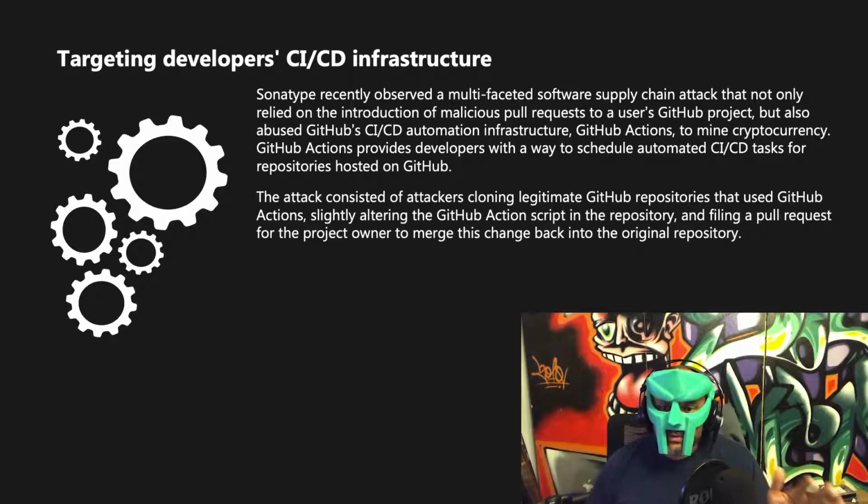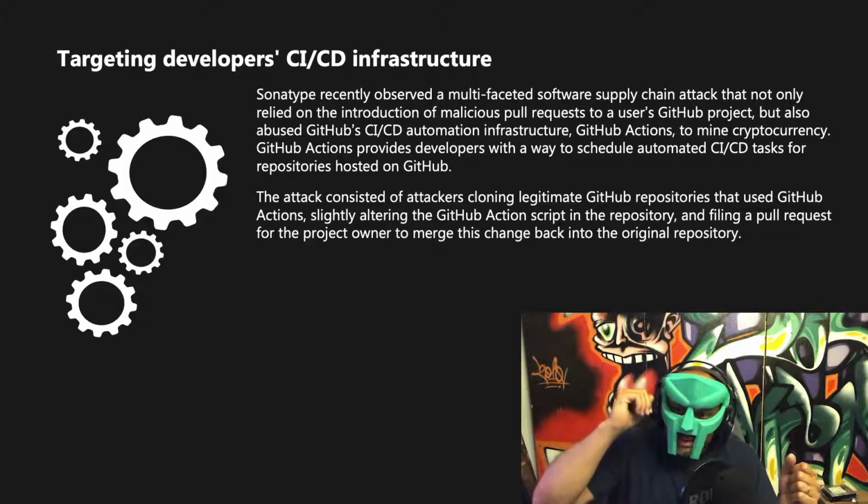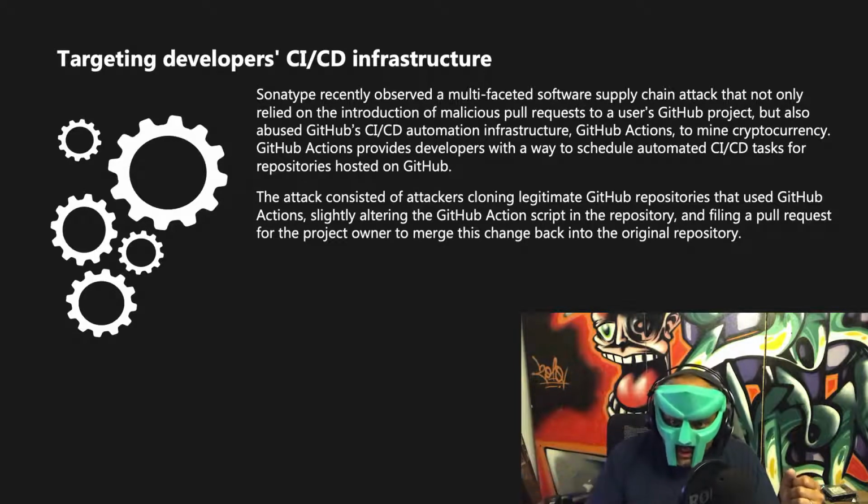The attack consisted of attackers cloning legitimate GitHub repos that used GitHub Actions. So you look at all the open public GitHub repos and you look to see if they have actions, right? And then you just make a clone of it. They then slightly altered the GitHub Actions script in the repository and filed a pull request for the project owner to merge this change back into their original repository. So they made slight modifications and then they asked, hey, can you pull this back into your main branch?